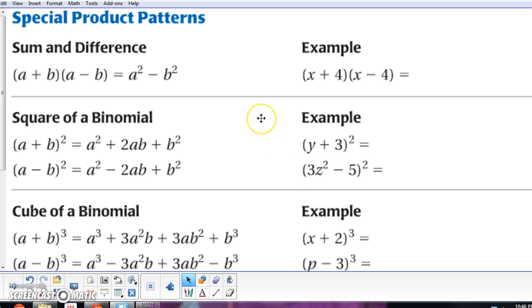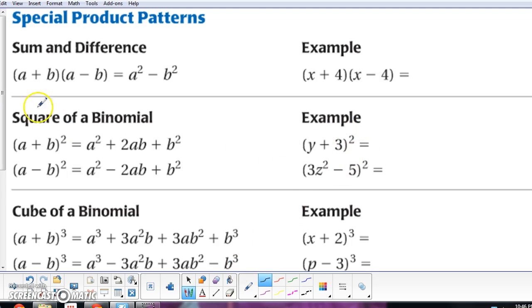In this video, as we work through adding, subtracting, and multiplying polynomials, we're going to look at some special product patterns that can help us save time. Now, we've seen a couple of these patterns before, such as the sum and difference pattern and the square of a binomial pattern. And both of them still apply even when my polynomials aren't necessarily quadratic in nature.